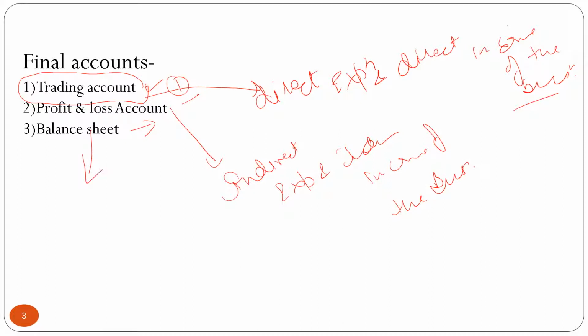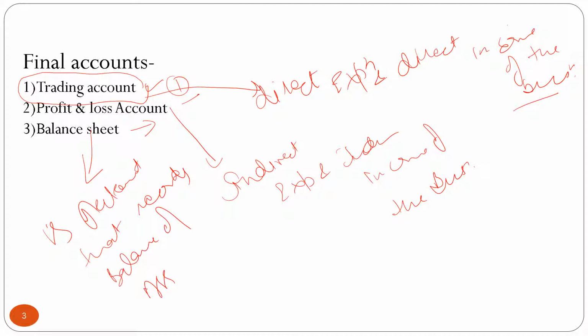Similarly, this balance sheet is a statement that records the balances of assets and liabilities account. So all these accounts are linked to each other. The balance we got from the trading account will be transferred to the profit and loss account, and any net profit or net loss arising from the profit and loss account will be transferred to the balance sheet.